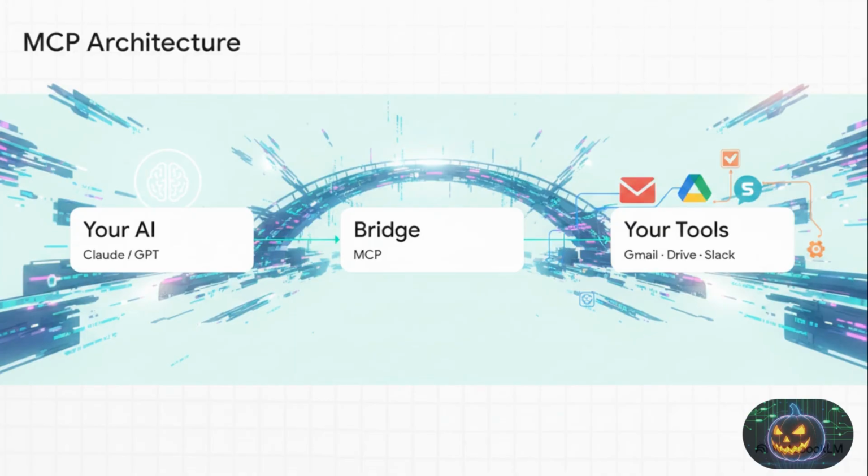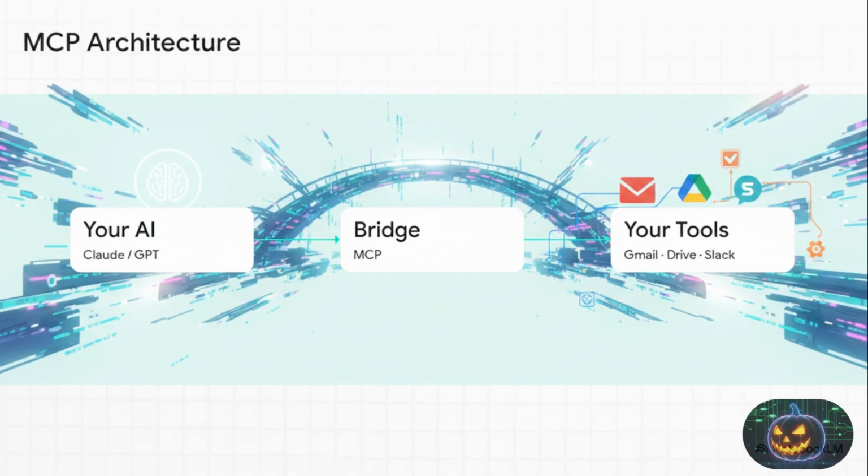Step 1. Over on the far left, you have your AI. This could be Claude, GPT, or honestly whatever model you're running locally or through an API. Step 2, right in the middle, your AI communicates directly with the bridge, the Model Context Protocol. And finally, step 3, on the right, MCP connects to your tools like Gmail, Drive, or Slack. The absolutely crucial point here is that your AI model doesn't need to know a single thing about the specific API rules for Slack or Gmail.